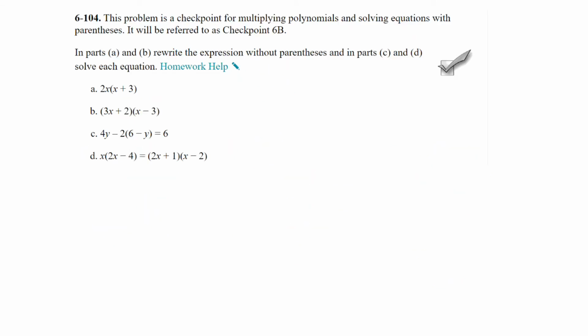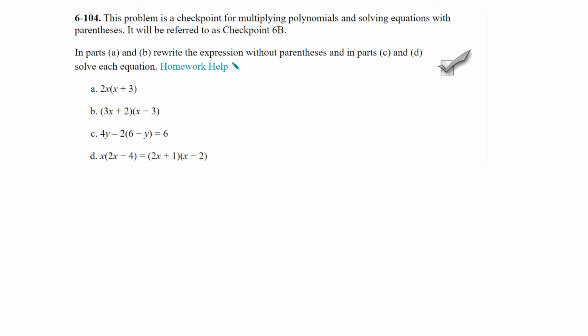And the last one, 104, this problem is a checkpoint for multiplying polynomials and solving equations with parentheses. It will be referred to as checkpoint 6b. So remember, the checkpoints in this part of the textbook are really saying that we should have a pretty good grasp on doing these 4 problems.